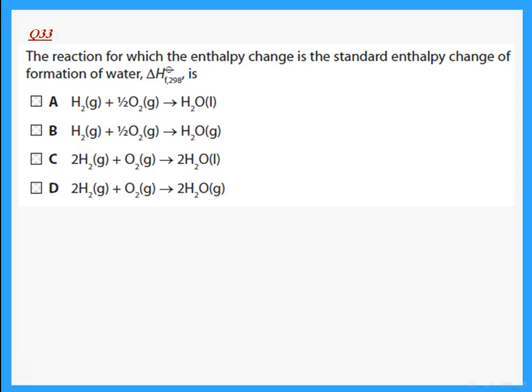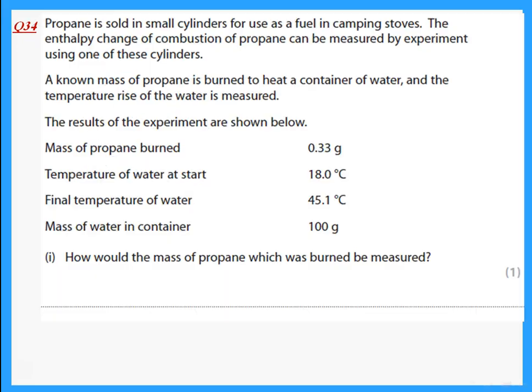The reaction for which the enthalpy change is the standard enthalpy change of formation of water. So which of these is the equation for formation of water? First of all, if we're saying standard enthalpy change of formation of water, we should be forming 1 mole of water, not 2. And then we should be forming the water from its constituents in the standard state, and we should be forming it in the standard state. So the standard state of hydrogen is gas, oxygen is gas, and water is a liquid, not a gas. So the equation should be that first.